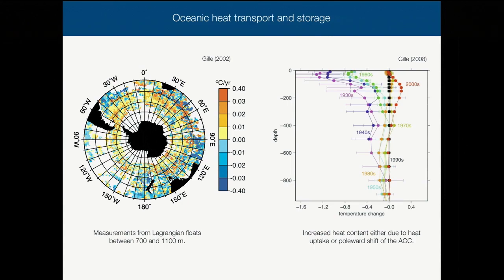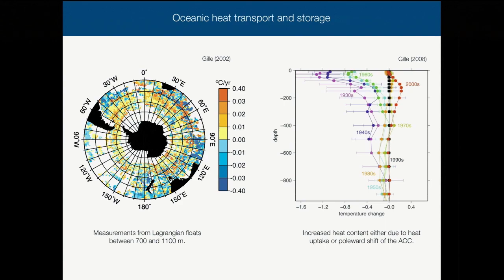Okay, and so the story I want to tell today is less a story about how the ocean is taking up heat. There's two different processes that could lead to this warming. It could very simply be that the ocean is taking up heat from the atmosphere. It could also be that there's a shift, right, in where these currents are. And in fact, in this study, Sarah talked a little bit about a poleward shift of the ACC that leads to the heating. But as I said, the story I want to tell today is less about how the ocean's taking up heat, but where this heat is actually going.